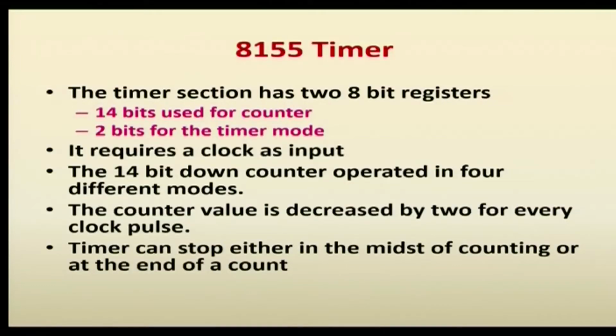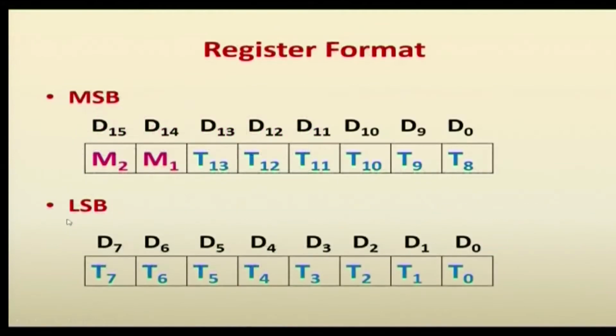So, it has 2 8-bit registers. Among the 16 bits, only 14 bits are reserved for the counter. The counter value will be decreased by 2. Mostly we use them as down counters. Then 2 bits are reserved for selecting the 4 different modes. So, this is the 2 register format. In the LSB, the 8 bits are reserved for the counter value. In the MSB only 6 bits are reserved, T8 to T13 are reserved for the timer. The last 2 bits, M1 and M2 or D14 and D15, are reserved for the mode selection.